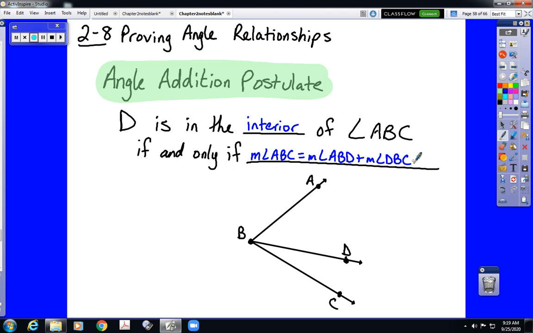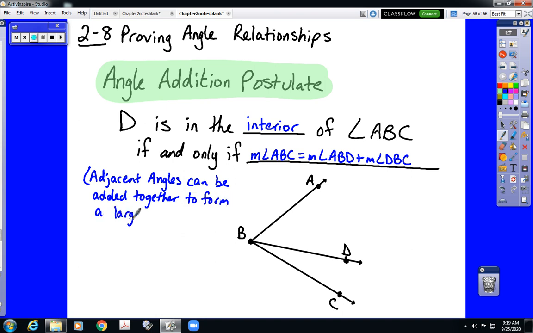In other words, the angle addition postulate says that adjacent angles can be added together to form a larger angle. Okay, that's more or less what the angle addition postulate is saying. The big angle is equal to the sum of the two smaller angles.